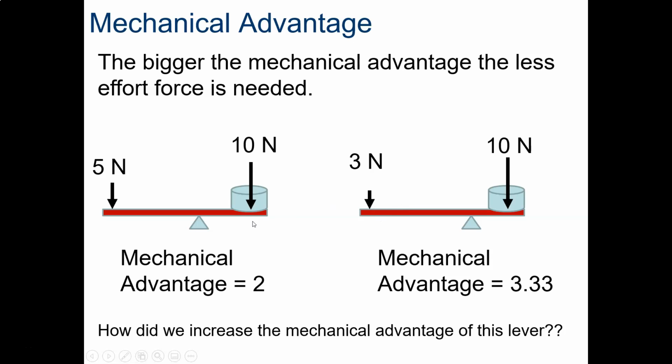So we can change the mechanical advantage of a lever simply by moving the fulcrum. So here we've got a mechanical advantage of 2. Notice that my input force is multiplied by 2. So I put 5 newtons in and I lift a 10 newton object. So if we move the fulcrum a little closer to the resistance, then my mechanical advantage goes up. It goes up from 2 to 3.